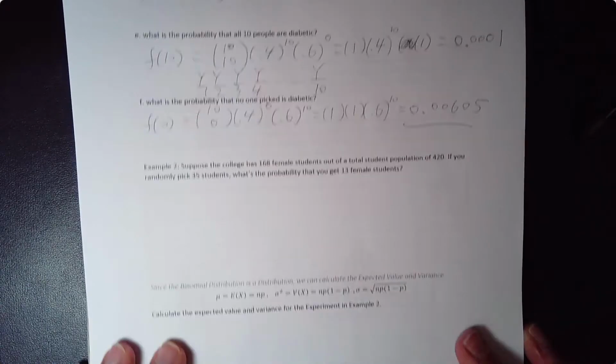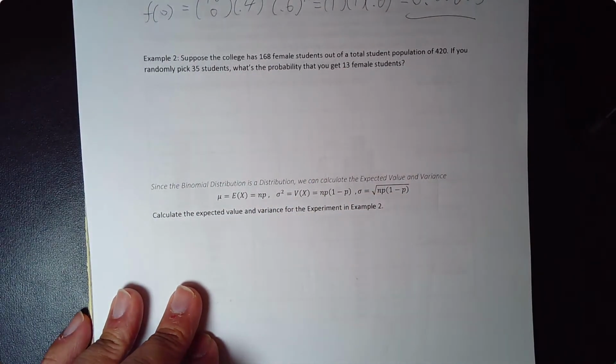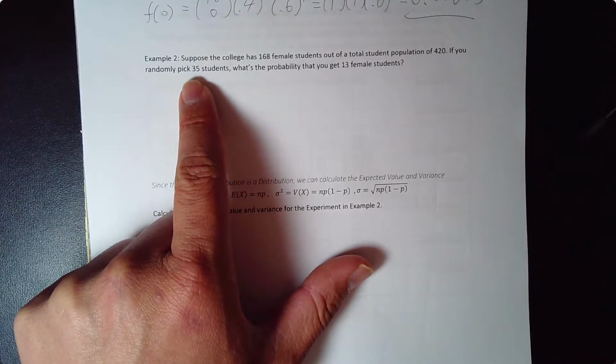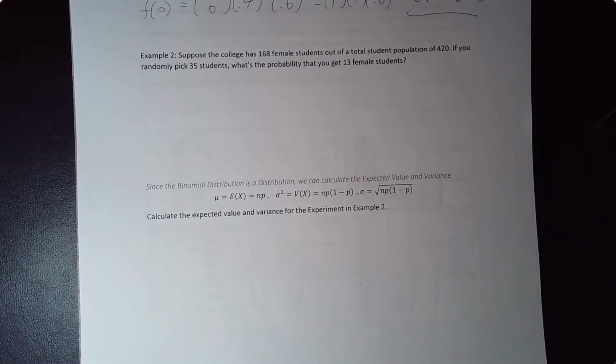All right. Let's try a second example. I have a college with a total student population of 420, of which 168 are female. If I randomly pick 35 students, what's the probability that I'll get 10 female students out of the 35? Go ahead and pause the video, give this a try, and then check your answer when you're ready.